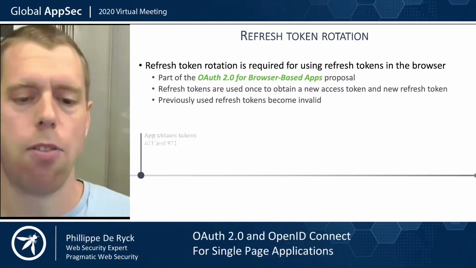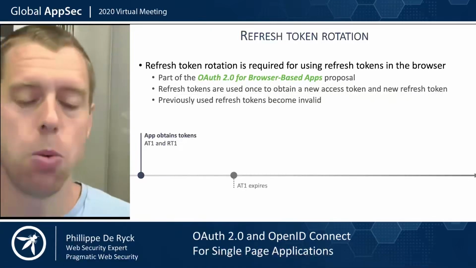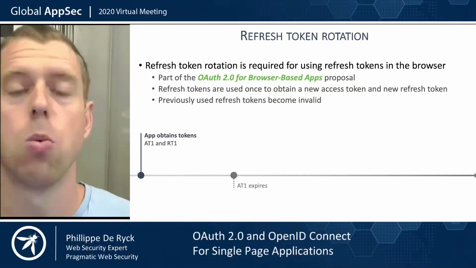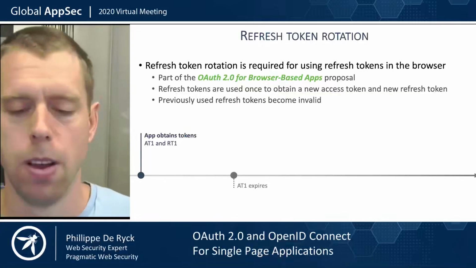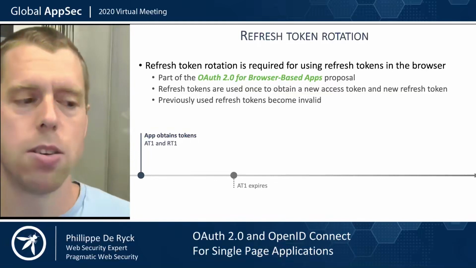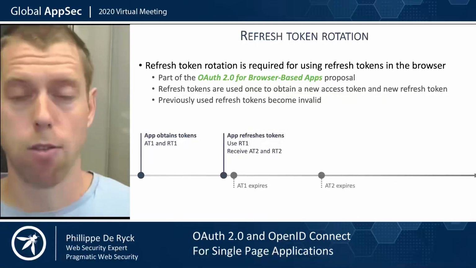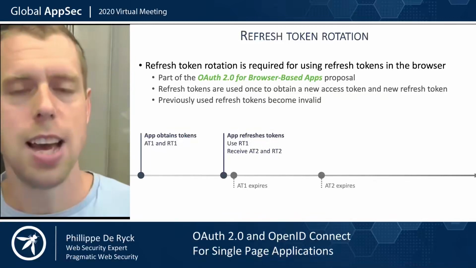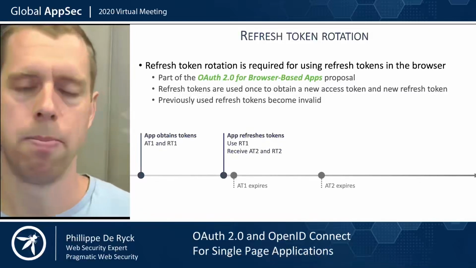The application or front end obtains tokens: access token 1, which is AT1, and refresh token 1, which is RT1. And access token 1 has a limited lifetime of, let's say, 10 minutes. What the application will do is, before that access token expires, it will request new tokens. It's going to use the refresh token flow along with RT1, goes to the STS and says, hey, I got this RT1 here. Can you give me new tokens with RT1?